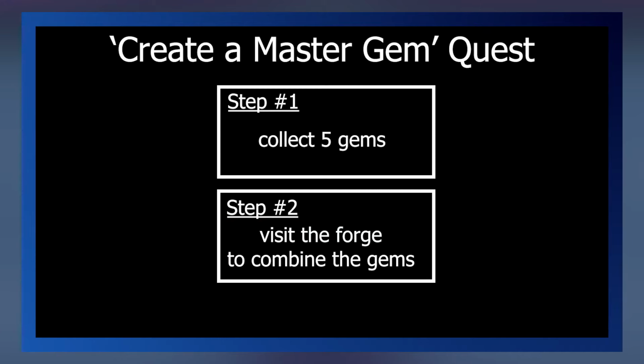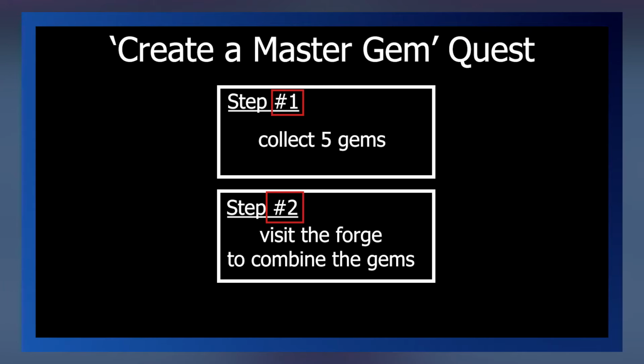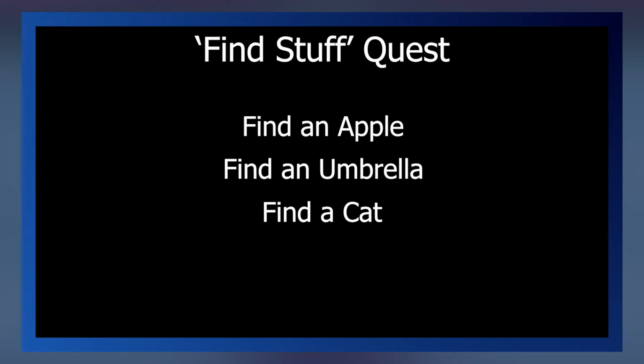The reason we'd make these two separate steps is because the second step is dependent on us completing the first, and we'd want to ensure that they're done in that order. However, let's take another example where we have a quest called Find Stuff, where we have multiple things that we want to do in the quest, but we also don't care about the order in which those things are done.